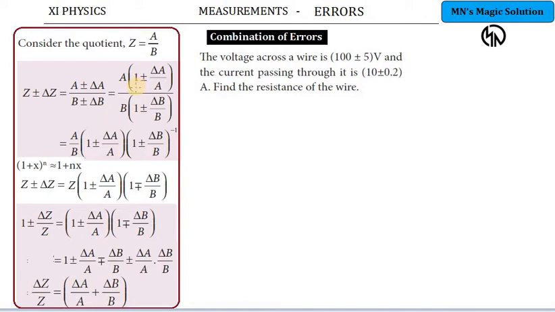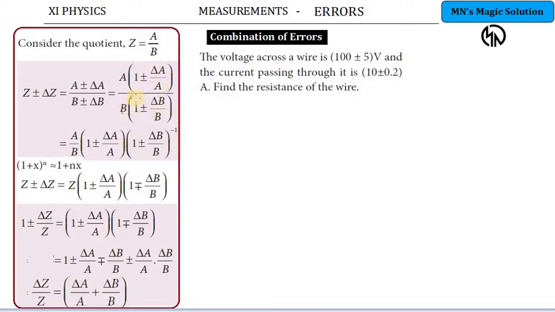Now to simplify this further, I take a common. Then what happens? Taking it out from inside, you will get 1 plus or minus, because where a was, a has been taken away, you get 1 here. And here there is no a with that del a term, so I am dividing it by a here. So it becomes del a by a.